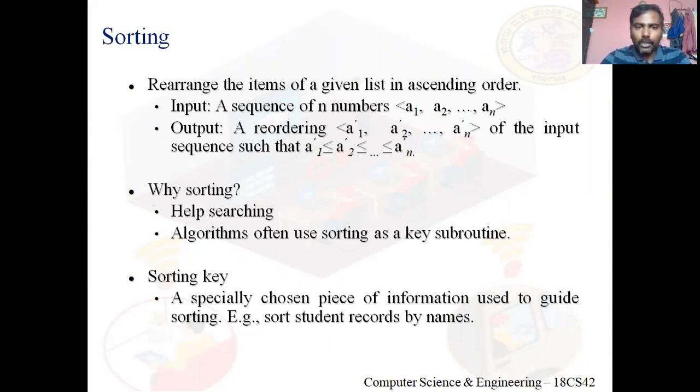Next, so what is an output? It's nothing but a reordered sequence. In the reordered sequence, A1' should be less than or equal to A2', less than or equal to ..., and the last element should be the greatest one. Clear? So now, you know what actually sorting is, right?